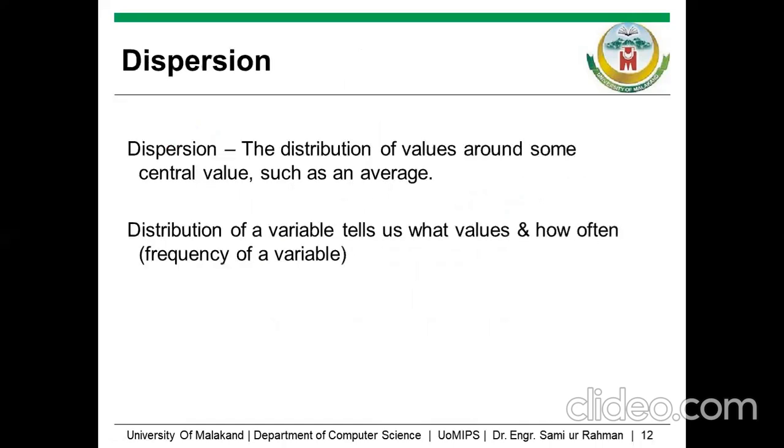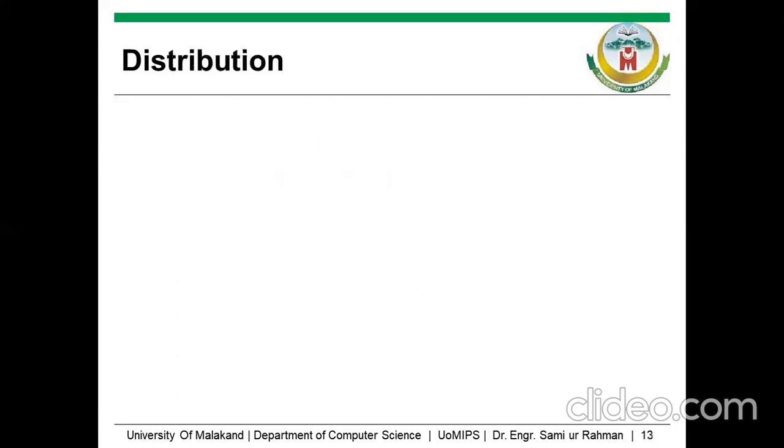Okay. Now the next important point is dispersion. So what is dispersion? Dispersion is the distribution of values around some central value, such as an average. Distribution of a variable tells us what values and how often they occur. So it means that a distribution is related to the frequency of a variable. What is frequency? Frequency is the number of occurrences.